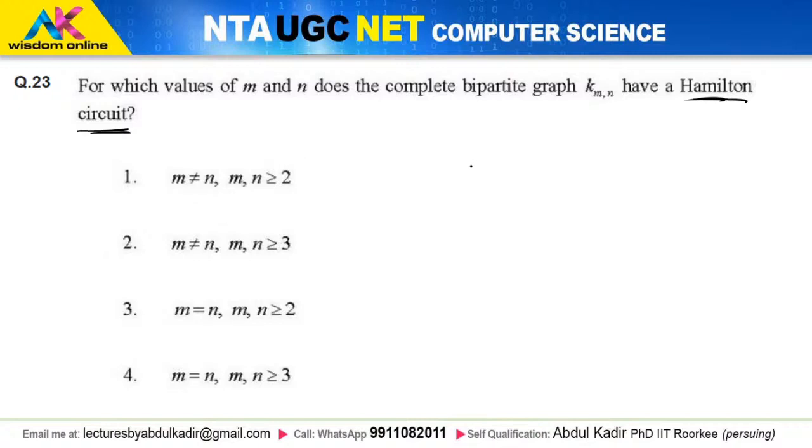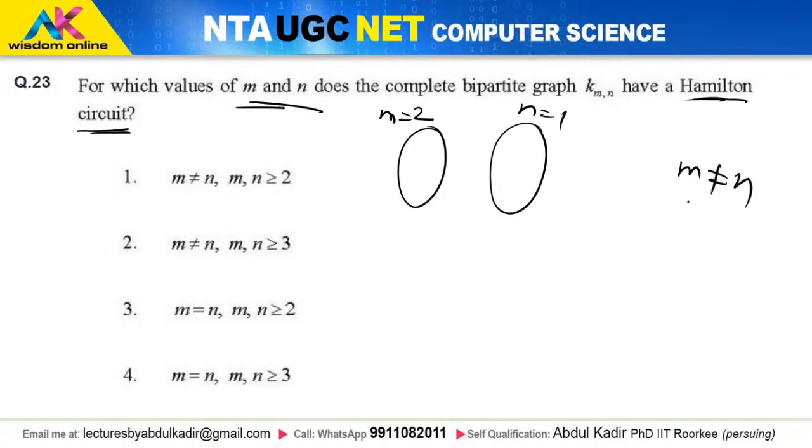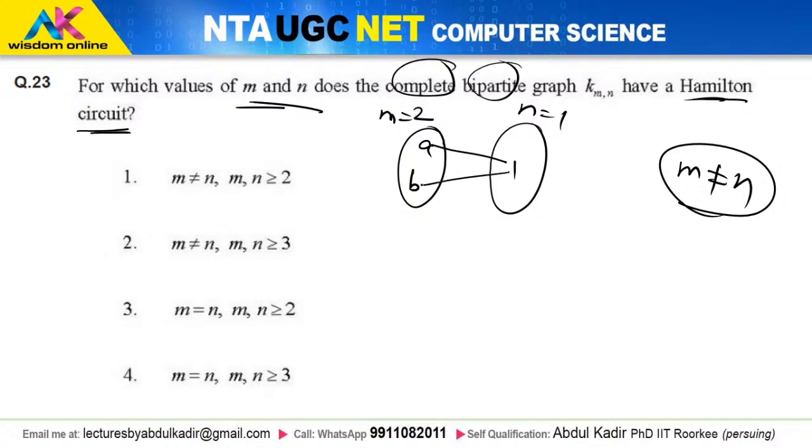So now he is asking for which values of m and n the complete bipartite graph has a Hamiltonian circuit. Let's assume you have a complete bipartite graph in which m is 2 and n is 1, so m is not equal to n. You have 2 vertices here and 1 vertex here. Because this is a complete bipartite graph, the graph is like this. You can see in this graph we do not have a Hamiltonian circuit.